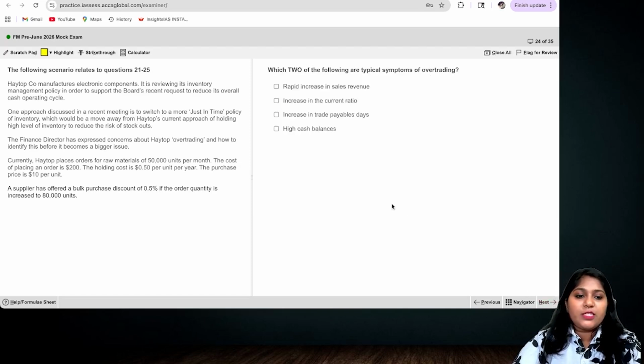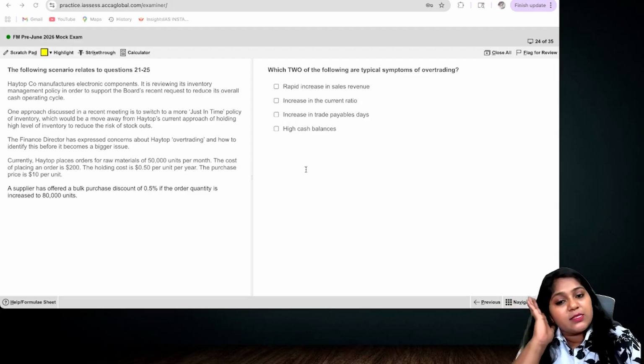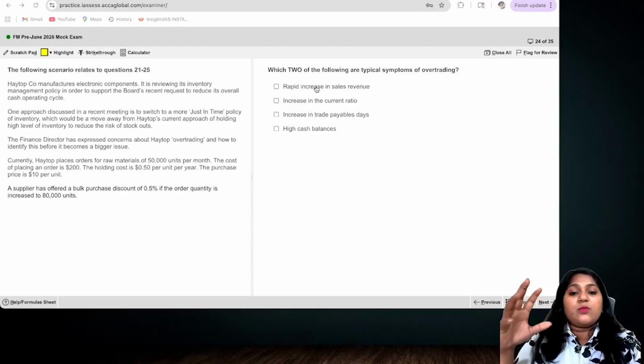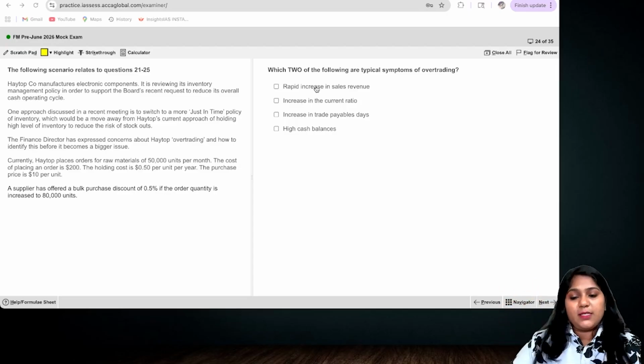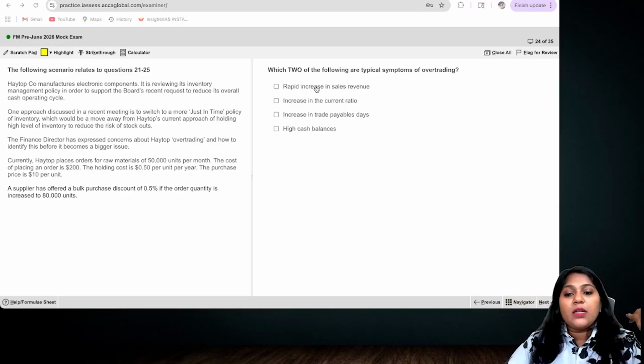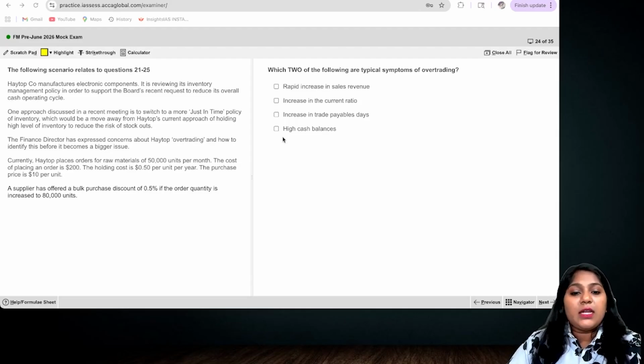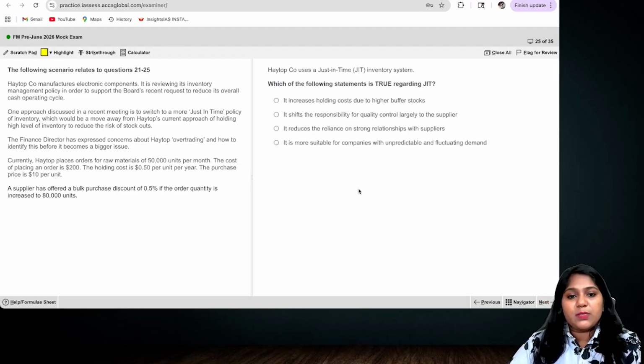Let's move to the next one, guys. Such a simple question. Which two of the following are the typical symptoms of overtrading, guys? So the typical symptoms of overtrading are two things: increase in sales revenue, increase in trade payables. It will not increase the current ratio, no high cash balances. In fact, it will have low cash balances, because overtrading is like you're overutilizing stuff, right? Overtrading is nothing but undercapitalization. You do not have enough current assets. So the answer has to be simply A and C. Rapid increase in sales revenue and increase in trade payables.